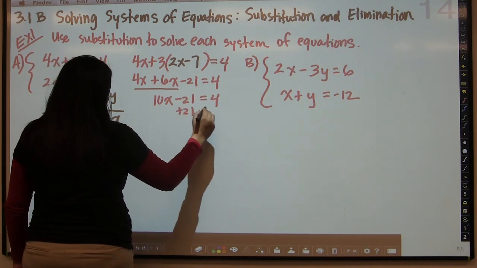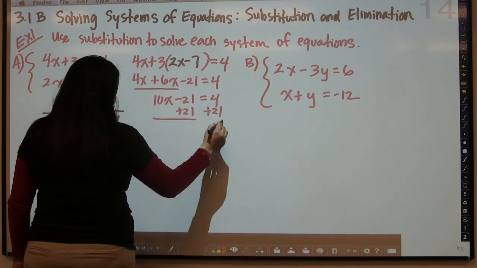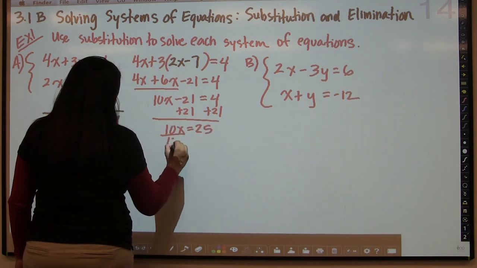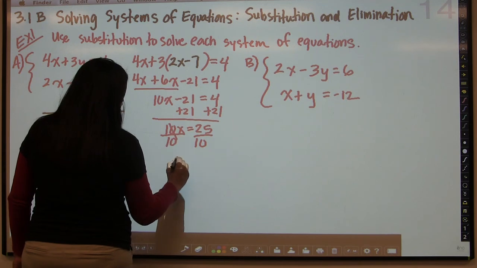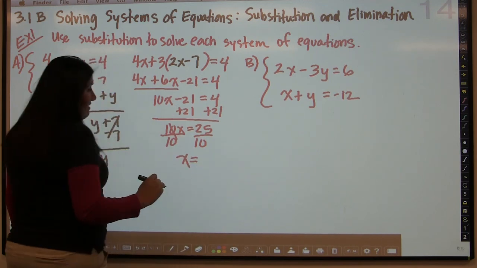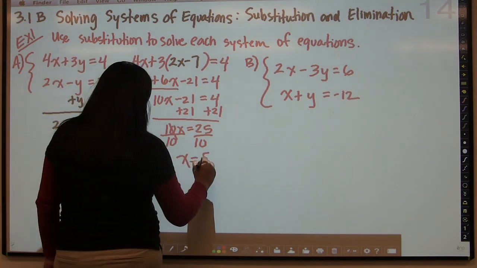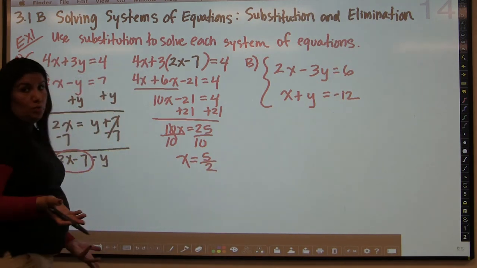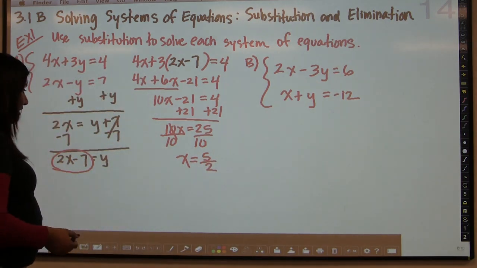Add 21 to both sides, and that gives me 10x equals 25. Divide by 10, and x equals... 5 goes into 25 5 times, and 5 goes into 10 2 times, so I get 5 halves, or 2.5, but we should leave it as a fraction, 5 halves.